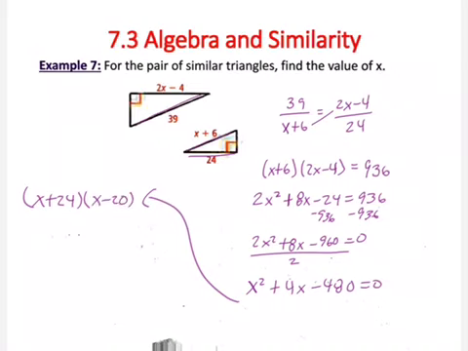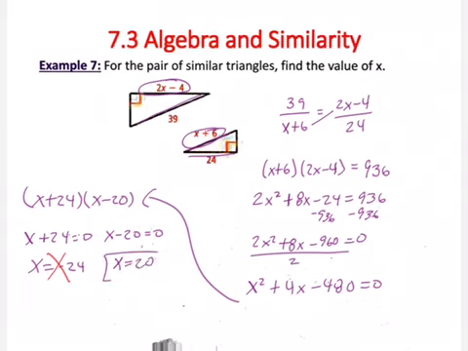And so now I can set each of these equal to 0 to solve for the value of x separately. When I solve the first one, I get that x equals negative 24. Well, if x is a negative number, that means that the lengths of the sides are negative values, which is not possible. So this is not a value I want. Then when I solve the other one, I add 20 and I get x equals 20. A positive 20 works for the length of these particular sides of the triangle, and it keeps our proportionality. So the answer to this problem is x equals 20.